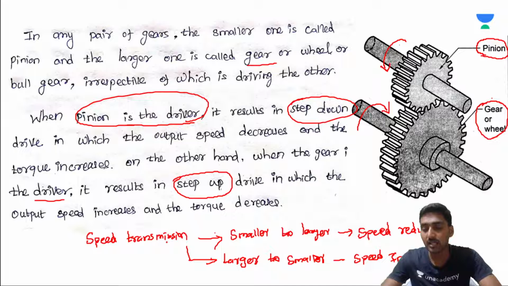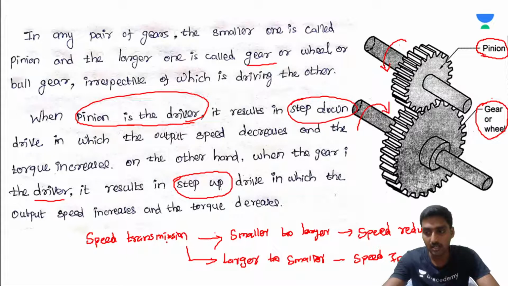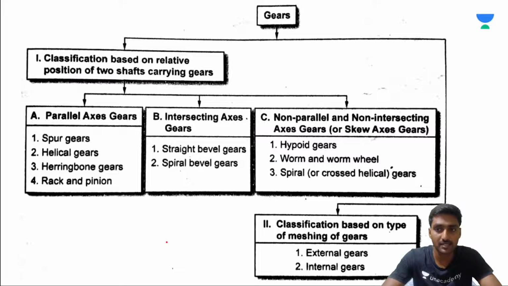Whenever torque increases, speed decreases, and vice versa. It belongs to the vice versa things, right? I think you all are aware of these basic things. Okay. Next. I hope it's clear, right?